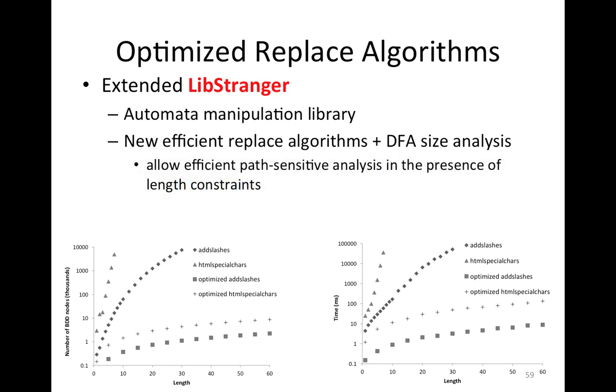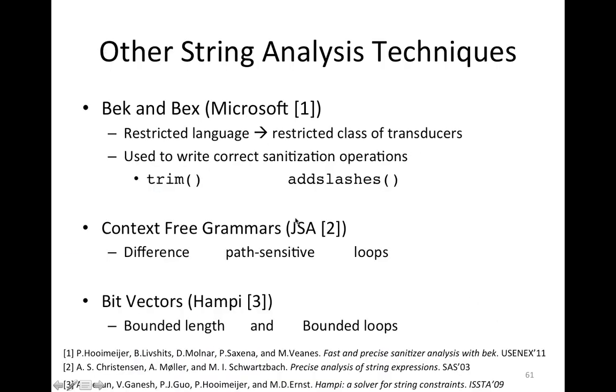Let me just give a quick comparison with other techniques. There are other techniques like Bek and Bex from Microsoft. These are two domain specific languages to write sanitizers. The goal of the guys at Microsoft Research, by developing these languages, is to allow the developers of the libraries of PHP and Java to develop correct trim operation and addslashes operation, for example. While our goal is to make sure that the whole application is correct. So when we do our analysis, we assume that these are correct.